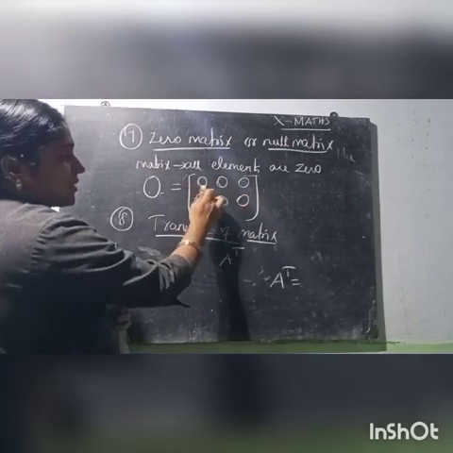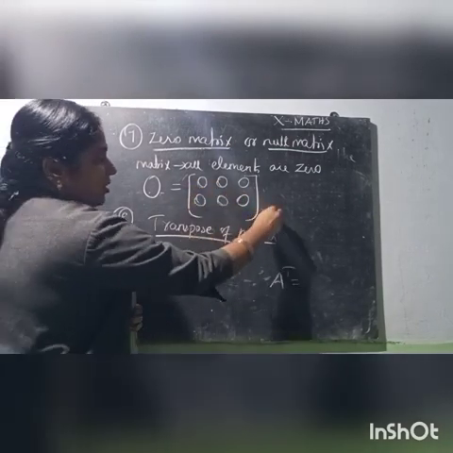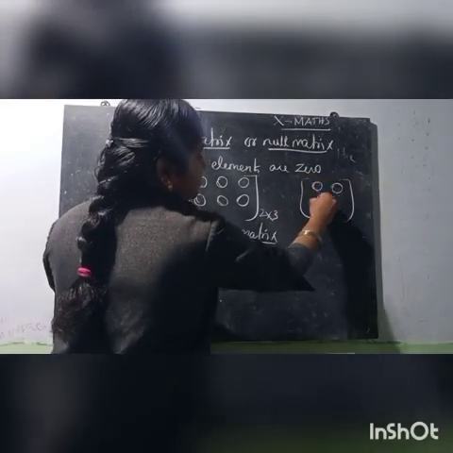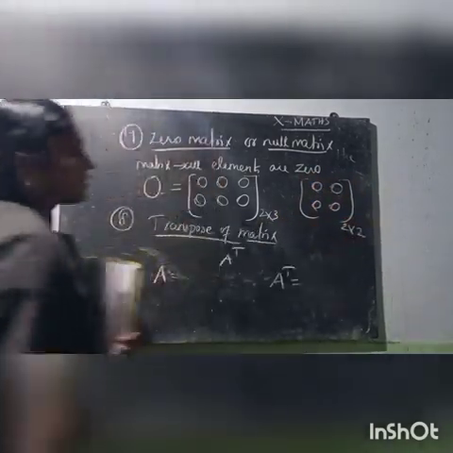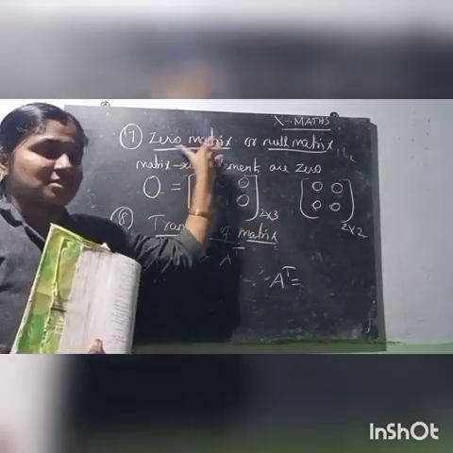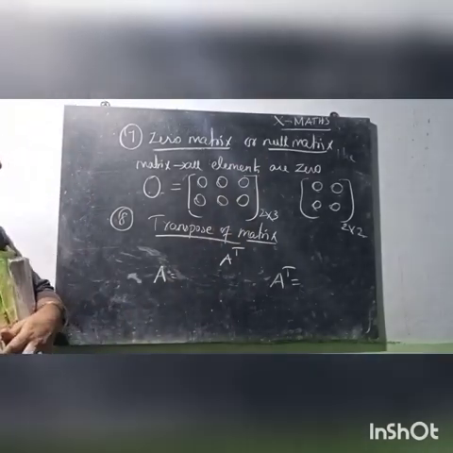Now we can say the order is 2 rows, 3 columns. So now the order is 2 cross 3. One more zero matrix: 0, 0, 0, 0. This is a 2 cross 2 matrix. So if all elements are 0, that matrix is known as a zero matrix or null matrix.